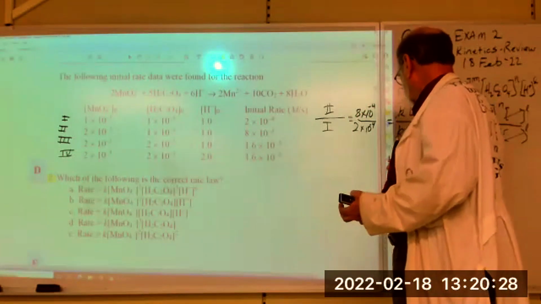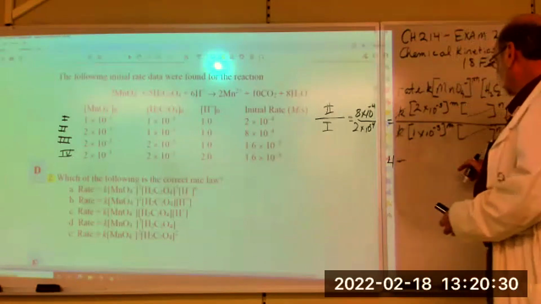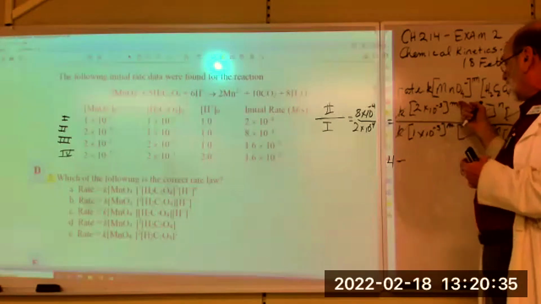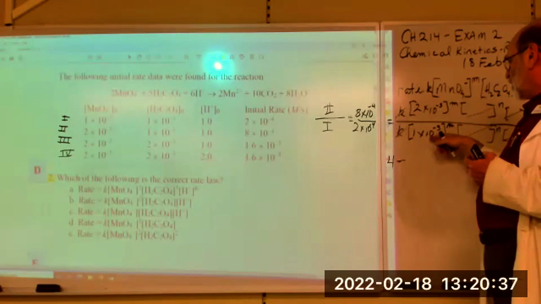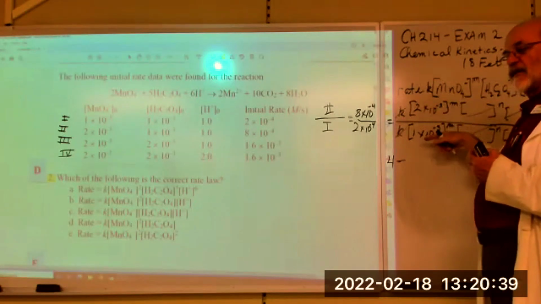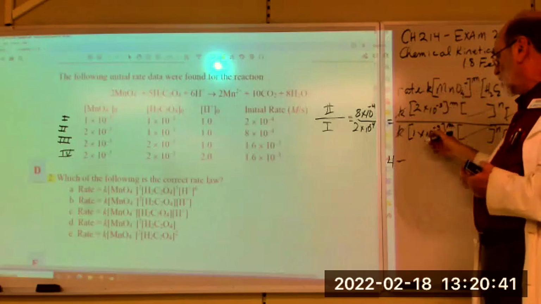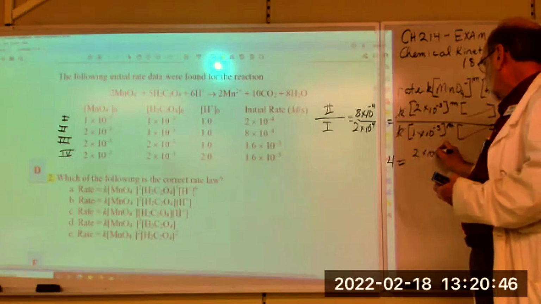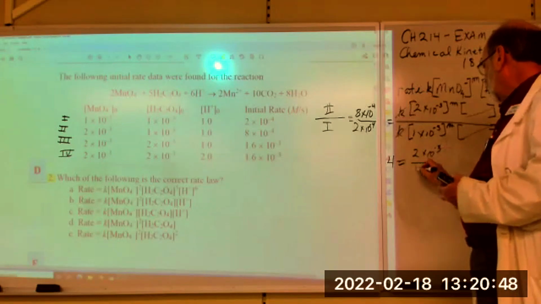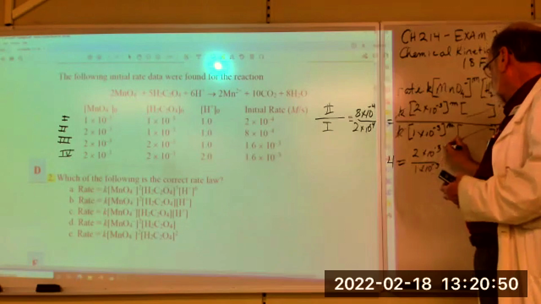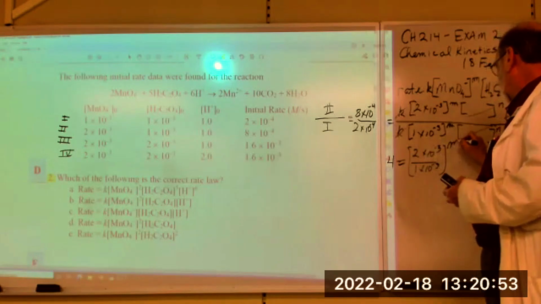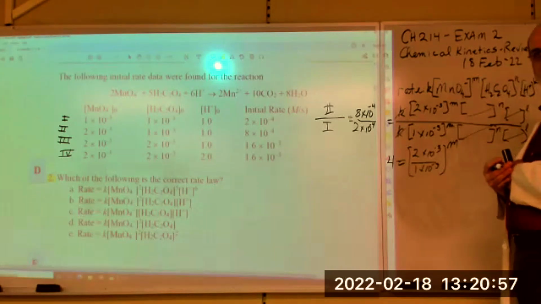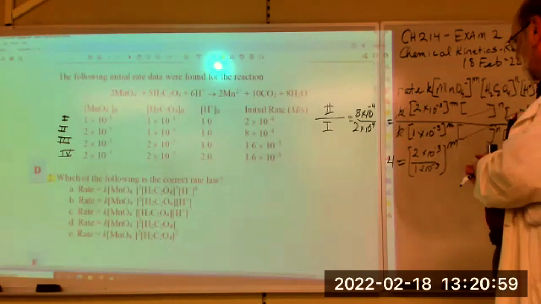So that's 4, is equal to what? Well, remember your powers: a to the m power divided by b to the m power is a divided by b, both to the m power. So this would be 2 times 10 to the minus 3 divided by 1 times 10 to the minus 3, to the m power. Okay, that's a legal mathematical process.